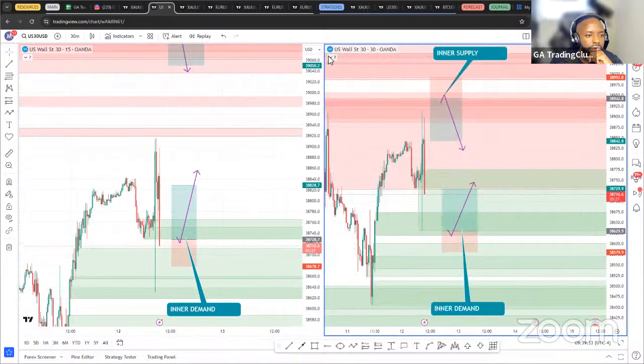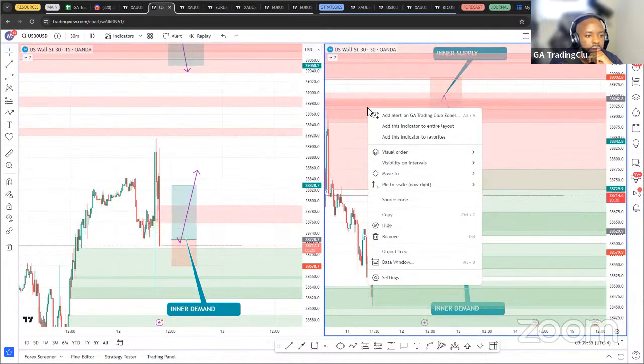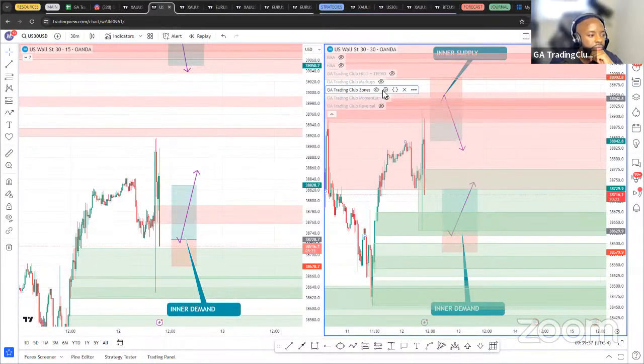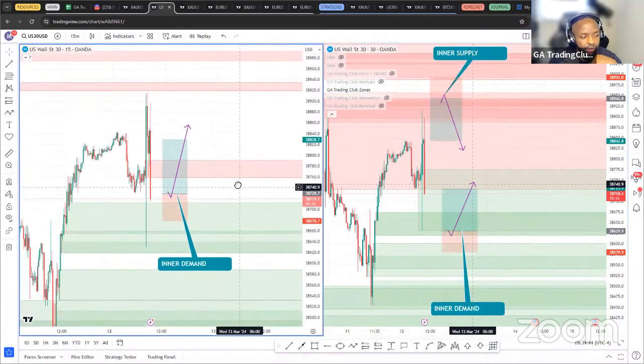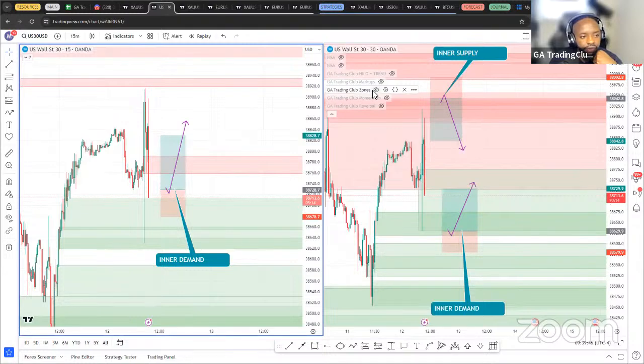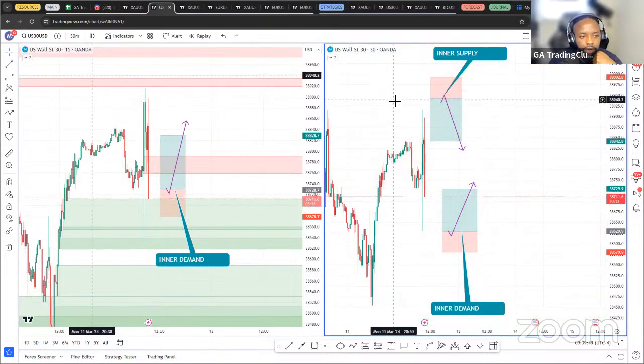See, I would have to turn off these zones. Let's see. And you can see how that demand zone has been mitigated, right? Now the demand zone has been taken out. So this is why also the first 15 minutes, you want to wait for that manipulation to end.